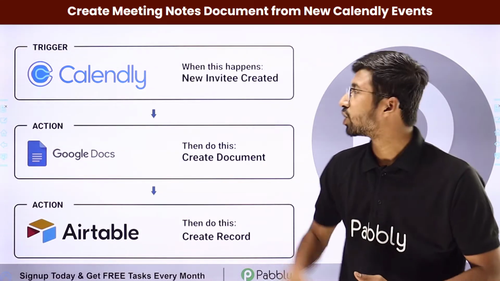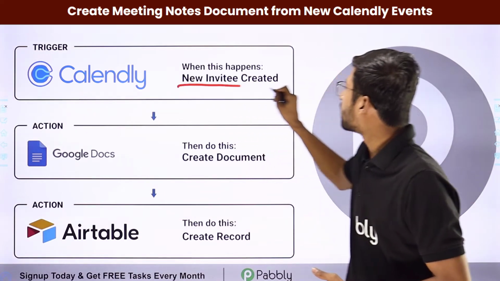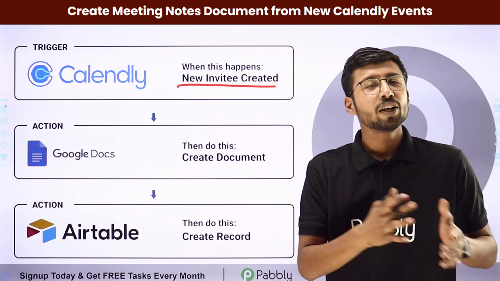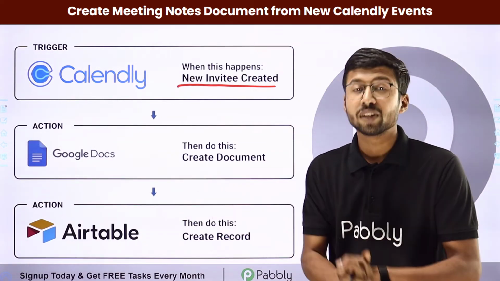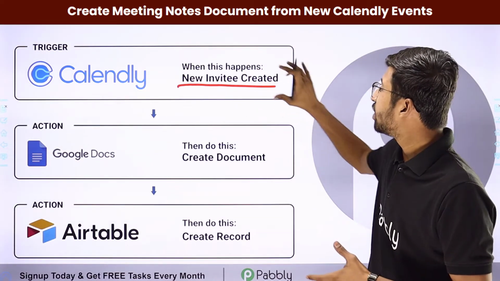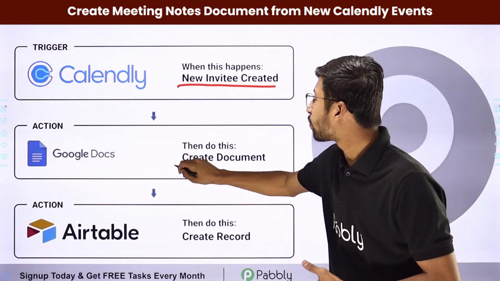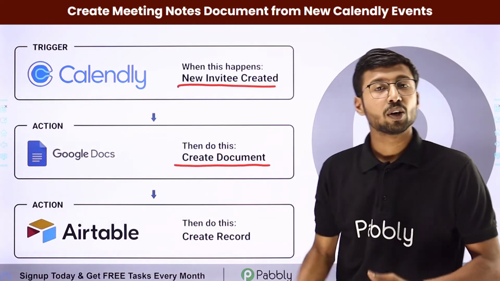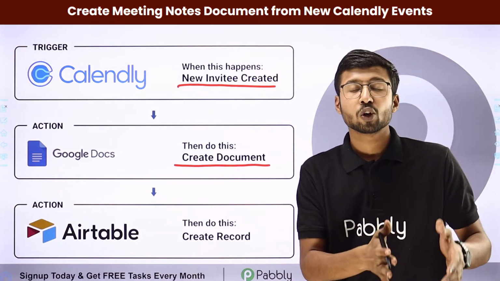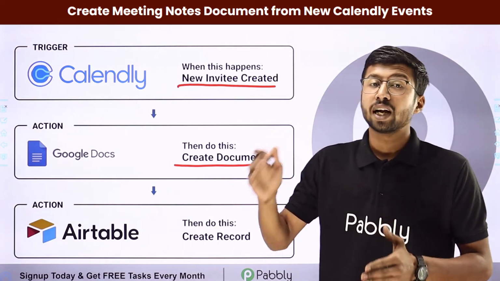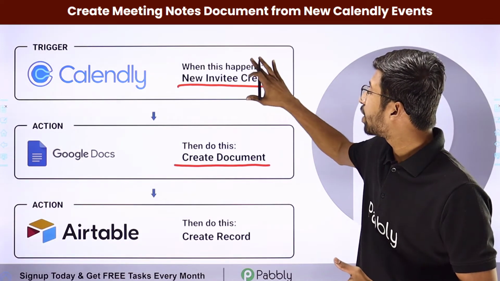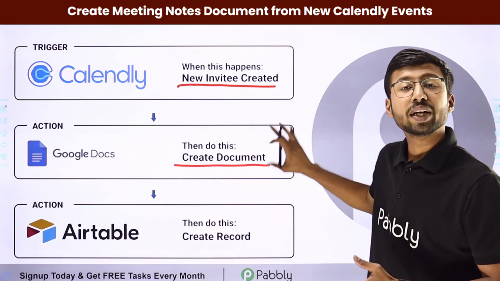Now using this automation, whenever a new invitee is created in Calendly, whenever a user schedules a meeting or appointment with you in Calendly, automatically using those details, we are going to create a meeting note document in Google Docs. So in Google Docs, we have a template document. We are going to enter the details entered by the user in this booking page in that document, and we are going to create a new document.